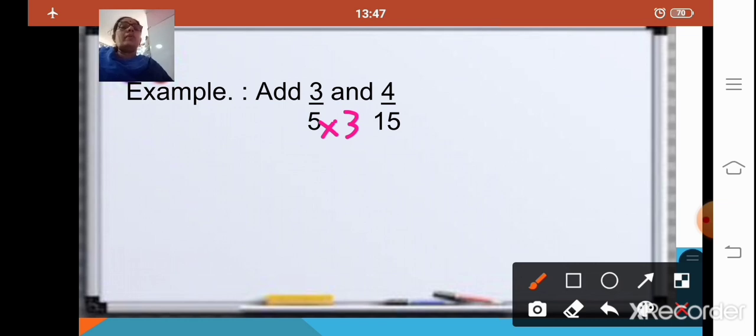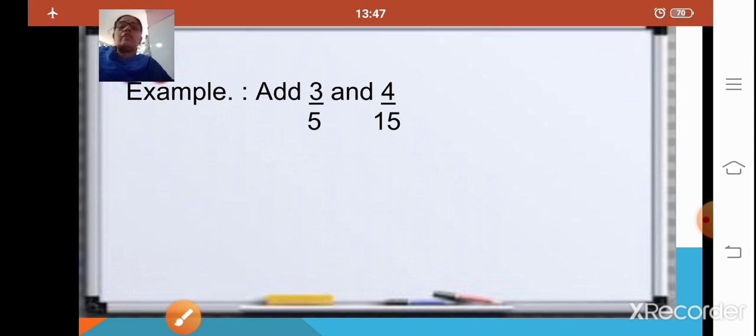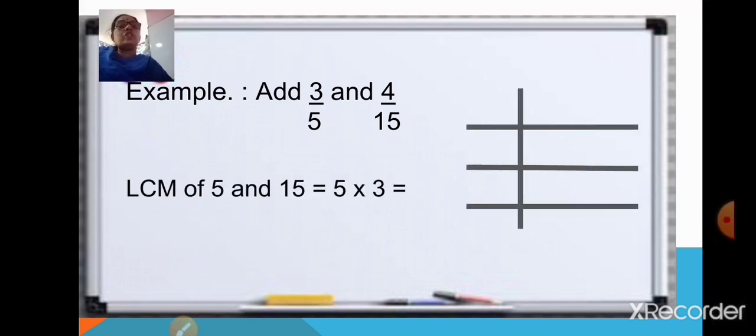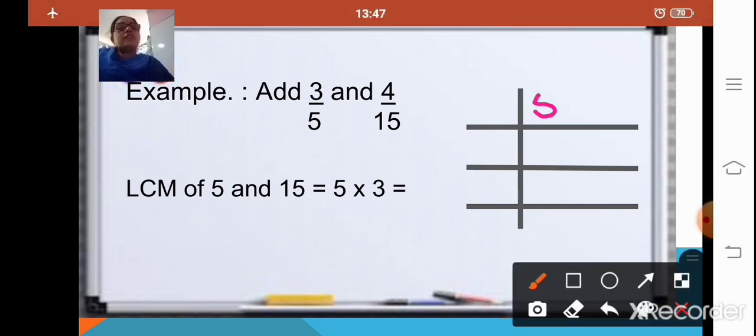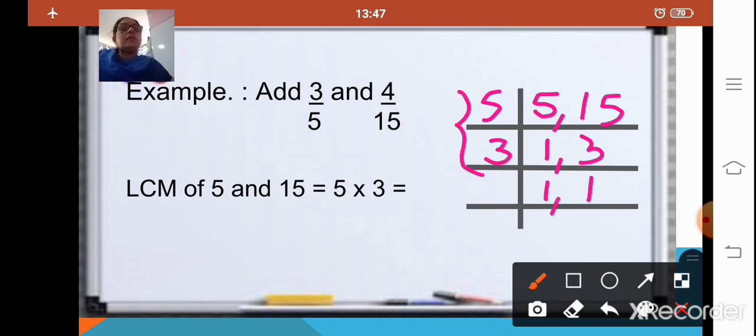So if one denominator is a multiple of the other number, you can directly write that particular number as the LCM. Here 5 and 15, 15 is a multiple of 5, so you can directly write 15 as your LCM. Even if you take the LCM, you will get the answer 15 only. So let us take the LCM also and see. Now suppose I am taking 5 and 15. This is divisible by 5, 5 3s are 15.